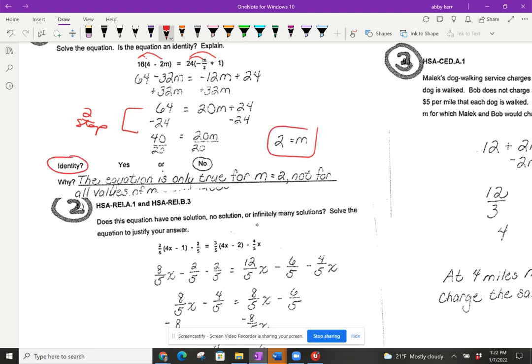Now, the question is, is this an identity? The answer will be no. Whenever you have a one solution or a number like x equals 9, y equals -2, or m equals 2, that is not considered an identity. It's considered a one solution. Identity means any solution would work. And then how you would know that is like if you get like 5 equals 5, 4 equals 4, something that's true on both sides, but the variable is eliminated.